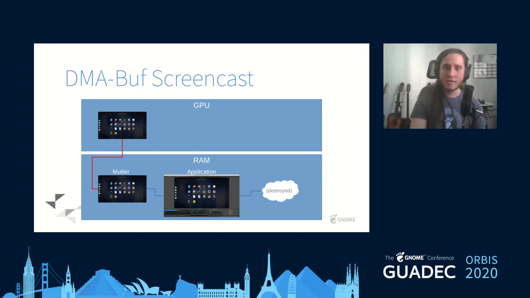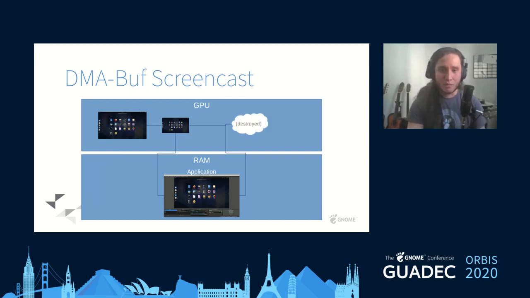So when you start recording, then Mutter starts copying what's available on your screen to RAM memory, which is over here, and that's extremely expensive. After that, Mutter hands the application who's recording this the frame that you just copied over. The application does whatever it wants with the frame, and then it's destroyed. That's usually how it works.